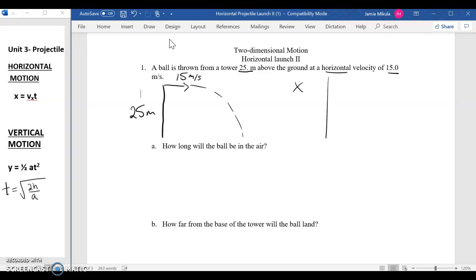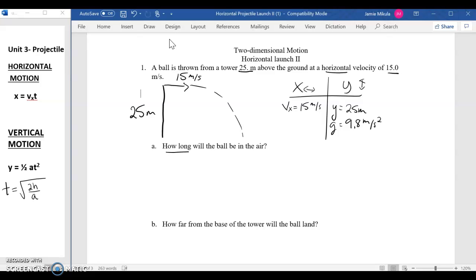So I'm going to list out my x and my y givens. Remember that x is horizontal and y is vertical. In the x direction, we are only given one thing, the velocity of 15 meters per second. In the y direction, we're given one thing, and that is the distance, so we're going to use y for the distance of 25 meters. Remember that we also have gravity of 9.8 meters per second squared.